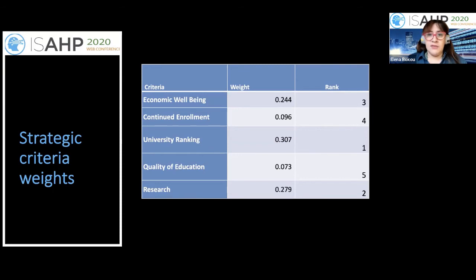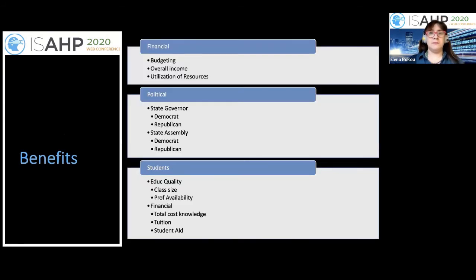And what did I find out? That they care a lot about the university ranking and the level of research, and of course, that's pretty close with economic well-being. While the quality of education and the contingent enrolled are there, but might not affect this decision as much as we could initially expect. And here is a full-blown analysis of what factors we are using under benefits.